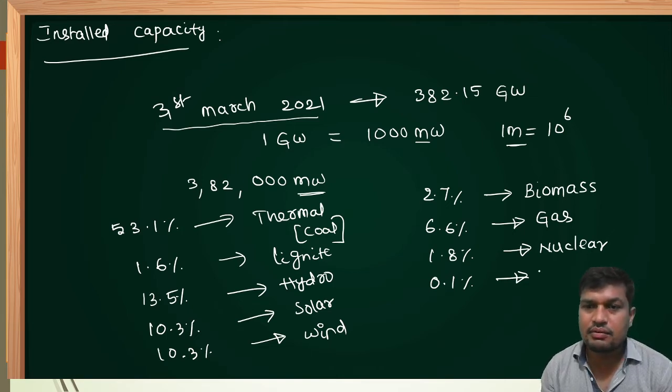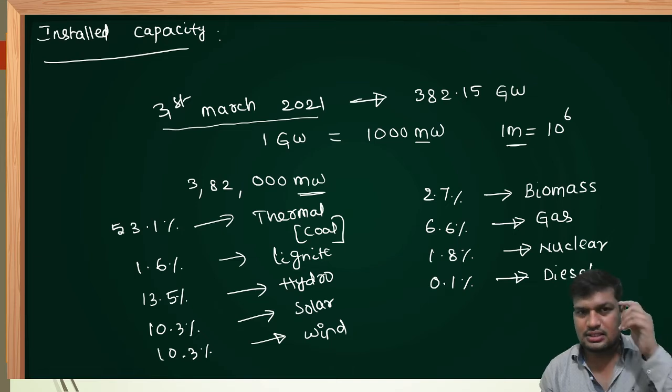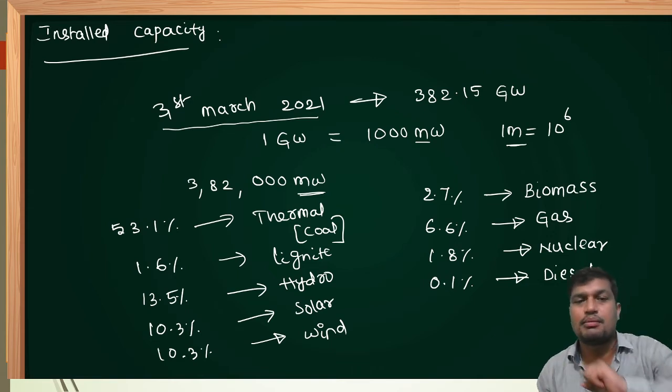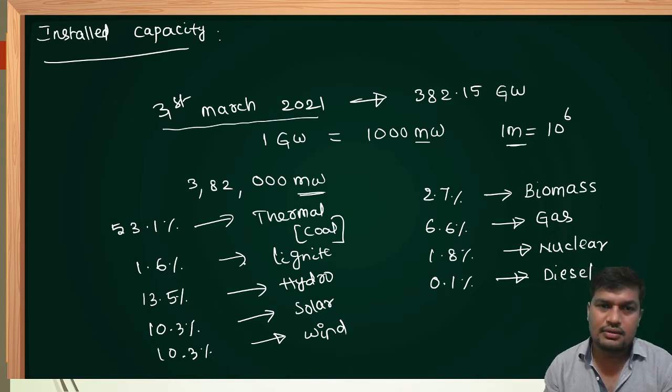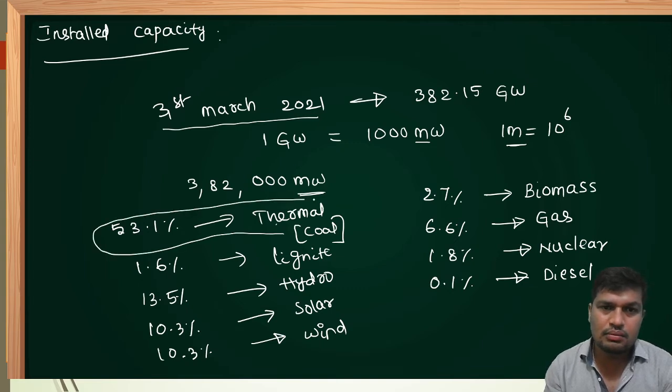In that 0.1% of electrical power are installed capacity through diesel plants. These are the installed capacities, or arithmetic sum of ratings of all generators, installed in all power plants. This is the complete figure. Still, we are generating more than half of the power through thermal.